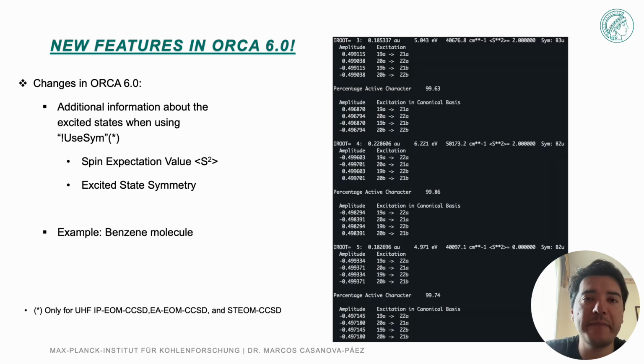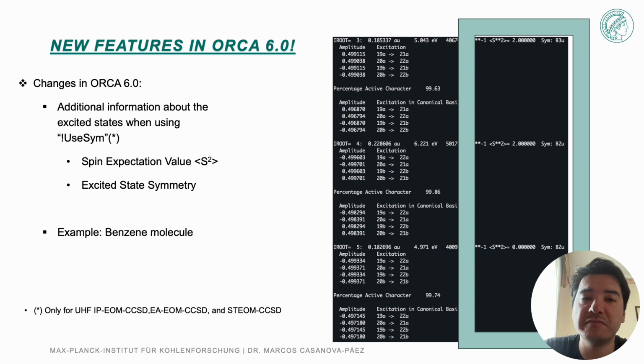Another feature that's going to be available in ORCA 6 is additional information about your excited states when you use the UseSym symmetry keyword. In this case, you will be able to see the spin expectation value S squared and also the excited state symmetry. In this example, I showed the results for the benzene molecule. So you can see here that root number 3 and number 4 both correspond to triplet excited states, and root number 5 is then a singlet excited state. And you can see also next to it the symmetry of this excitation.